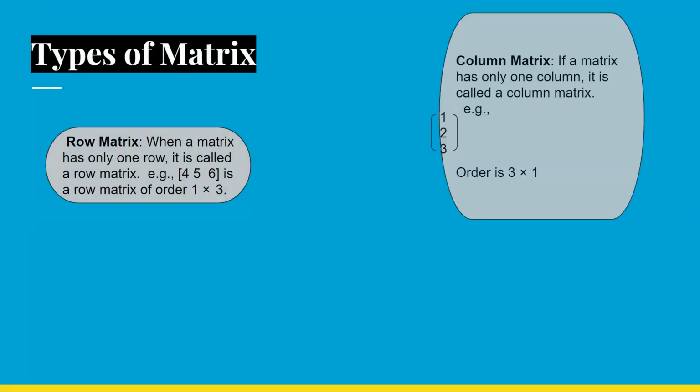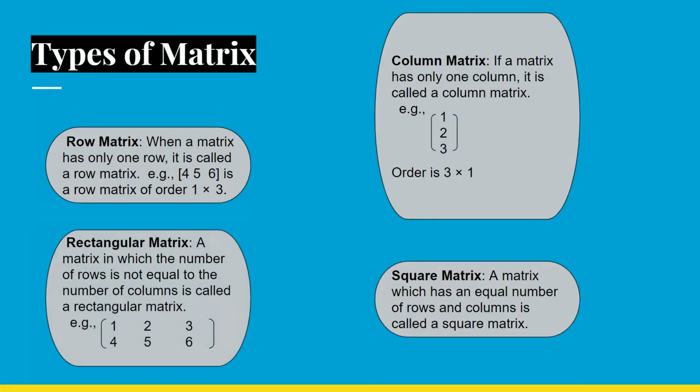Okay, let us see which are the different types of matrix. First one is the row matrix. As the name suggests, when a matrix has only one single row, we call it a row matrix. For example, if one single row is written as 4, 5, 6, it is a row matrix of order 1 by 3 because there is one row and 3 columns.